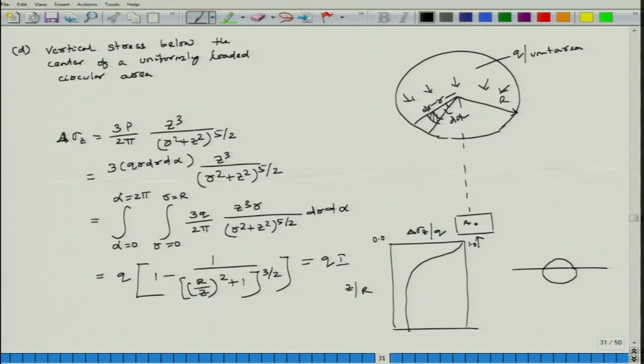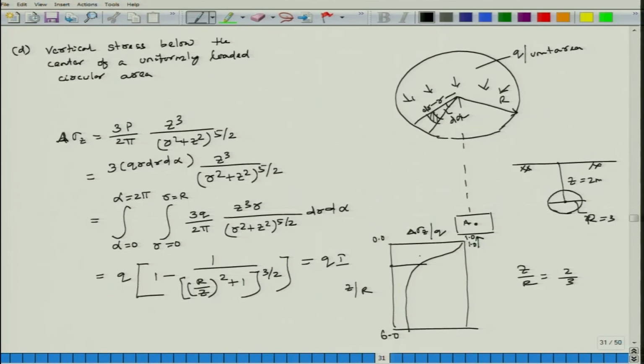For example, suppose there is a circular loaded footing below the ground surface, at a distance z is equal to 2 meter. Suppose the radius is r is equal to 3 meter. So we can get z by r is equal to 2 by 3. So you mark it here, it is varying from 0.0 to 6.0 and delta sigma z by q is 0.0 to 1.0. Then you mark it here.